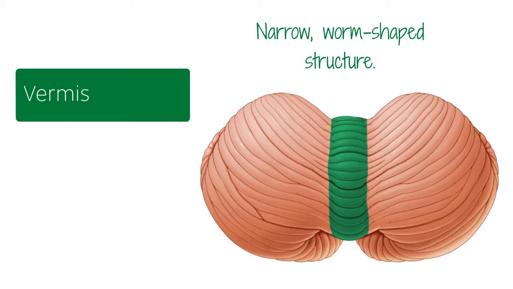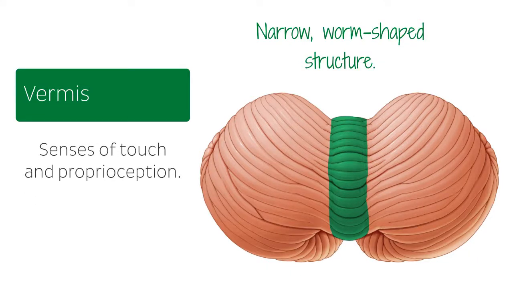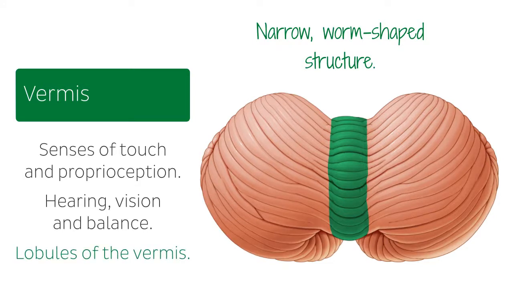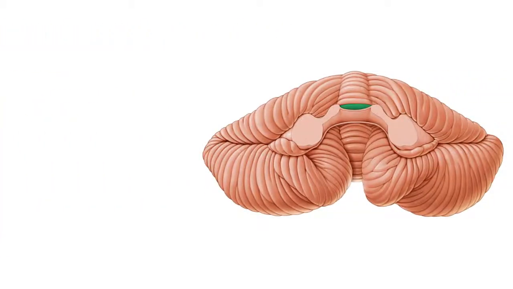Now, the cerebellar vermis receives information from the spinal cord about the senses of touch and proprioception. The cerebellar vermis also receives information from the body about hearing, vision, and also balance. And the various fissures in the surface of the vermis divide it into 9 parts, also known as the lobules of the vermis. Now, these lobules are often difficult to observe during your anatomy classes and may vary in size and shape.